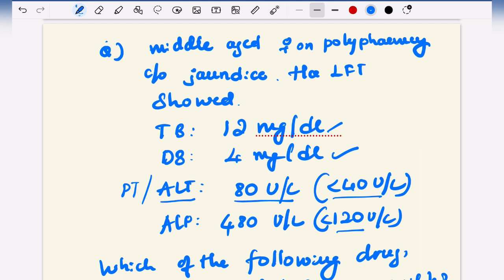A middle-aged female on polypharmacy presented with jaundice. Her LFT showed total bilirubin of more than 12 milligram per deciliter, direct bilirubin 4 milligram per deciliter. Obviously indirect will be 8 milligram per deciliter, and the patient's ALT, that is SGPT, is around 80 international units per liter. The normal value is 40, here it is shown. The ALP is around 480 units per liter. The normal value given here is up to 120 units per liter.